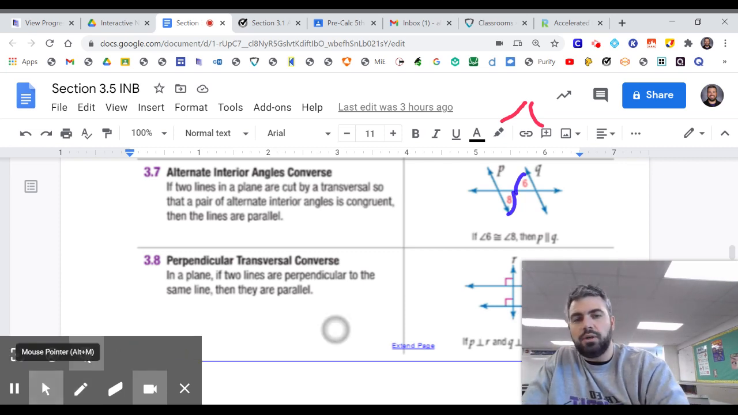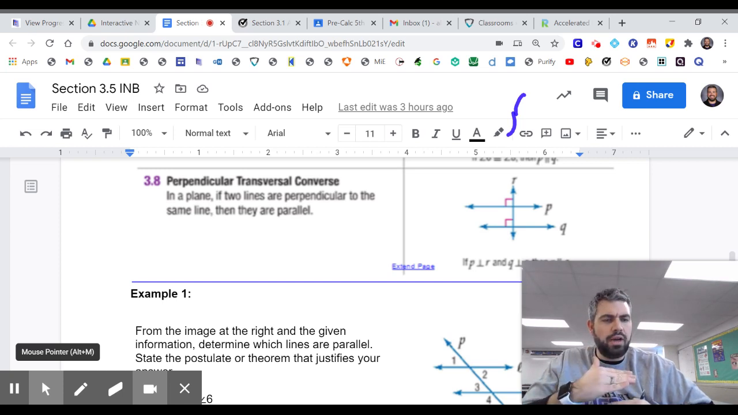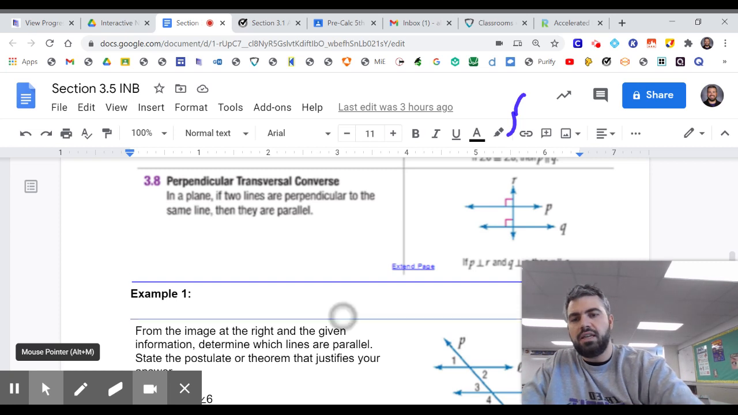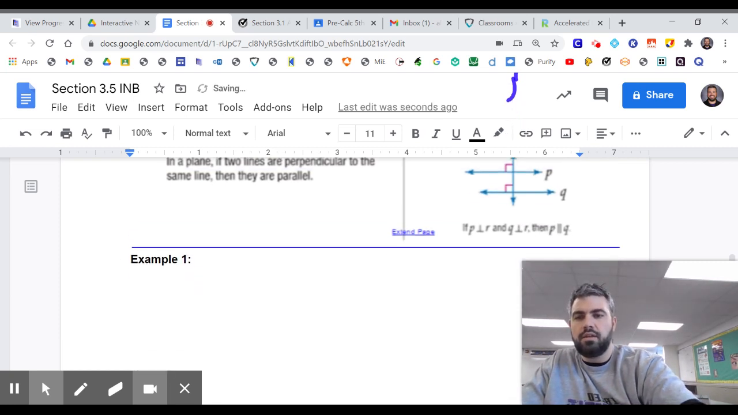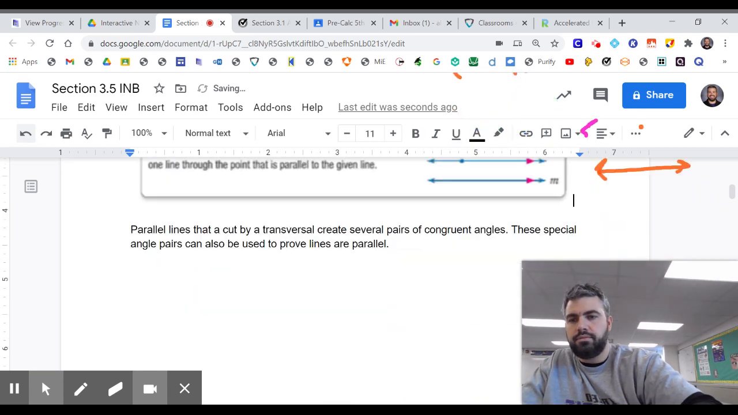And finally, the last one. Remember we said that if we had two parallel lines, their transversal would be perpendicular and it would form 90-degree angles. Now it's basically saying that if we know that those lines are perpendicular, if R is perpendicular to both of them, then we know that they're parallel. Again, working backwards. All right, so let's put all of this together into some examples.